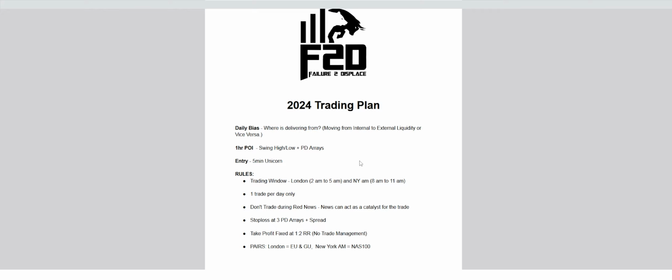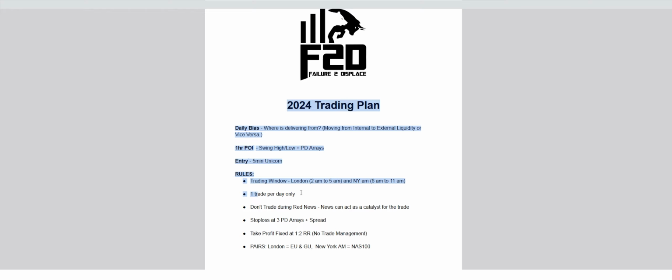Once we've established our bias, we're going to drop to the 1 hour, looking for our hourly points of interest. This is going to be marking out swing highs and swing lows, and then our hourly PD arrays, specifically fair value gaps and order blocks. Once we enter a point of interest, we are then going to drop to the 5-minute time frame, looking for our 5-minute unicorn model. We're trading the London session 2 AM till 5 AM this morning.